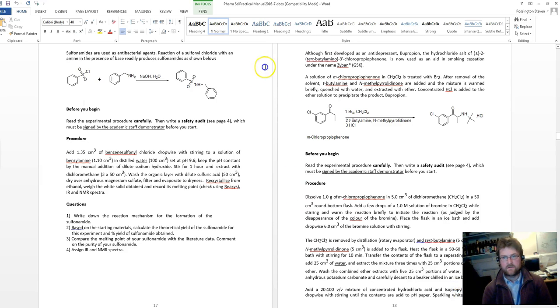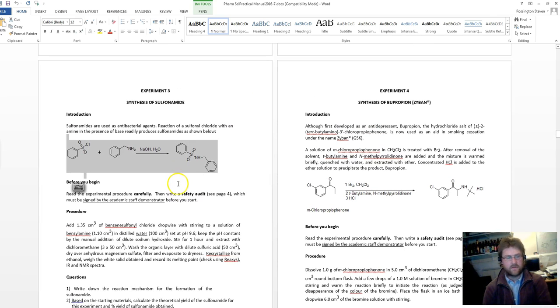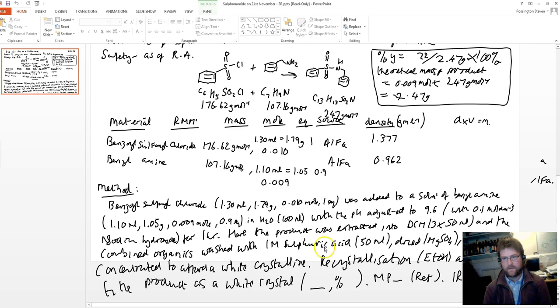Okay, so this is just a quick reflection of the laboratory on Monday the 21st of November 2016, which was the sulphonamide practical. So this was the practical you set: the benzylamine, sulphonyl chloride, sodium hydroxide and water. So I made the comment in the lab of writing a lab book up.